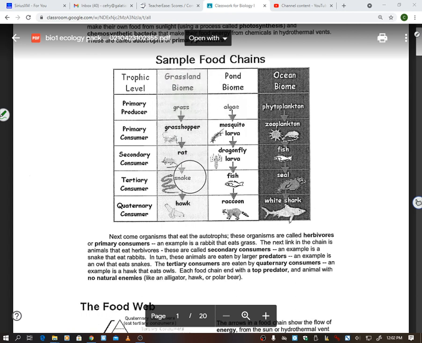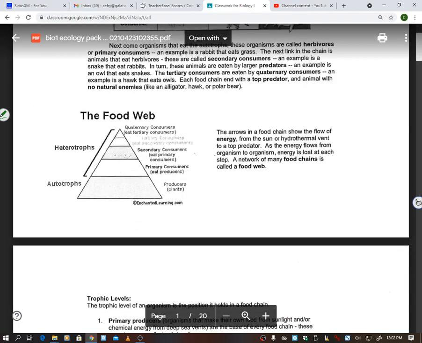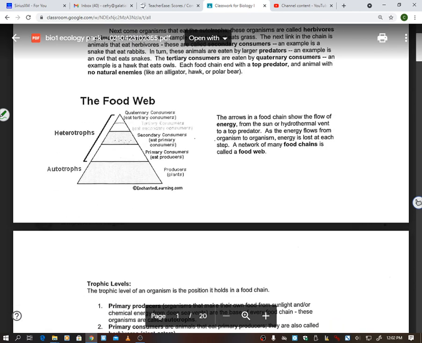Okay, so there we've got 3 different biomes: pond, grassland, and ocean, and they're showing you those. The food web is when you have a bunch of these intertwined with each other, which we'll see in a second. We have our pyramid, and it's got our autotrophs here. From here to here is my heterotrophs, which means that they have to eat food. They can't just make their own food. Then as you go up, we have primary, secondary, tertiary, quaternary. And that's about as far as we normally get before you are at your top level predators.